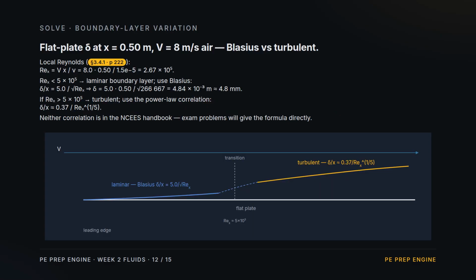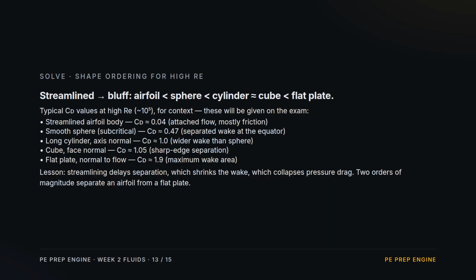Boundary layer variation. Air over a flat plate at 8 meters per second. Find delta at x of 0.5. Local Reynolds is 2.67 times 10 to the fifth, below the 5 times 10 to the fifth transition, so the layer is laminar. Blasius gives delta as 5.0 times x divided by the square root of Reynolds, about 4.8 millimeters. Above transition, the turbulent power law, delta over x roughly 0.37 over Reynolds to the 1/5, both from Cengel and White.